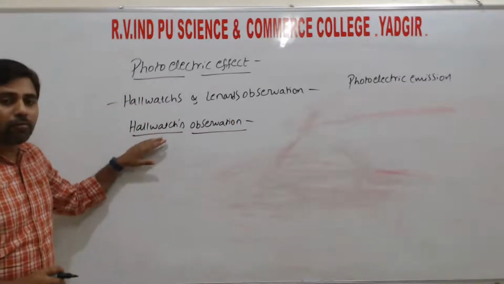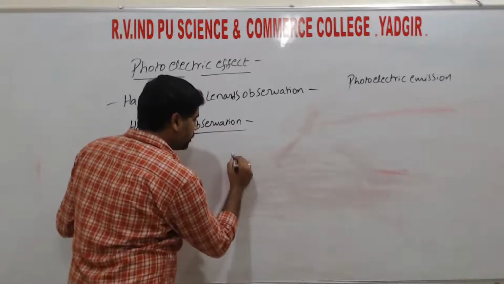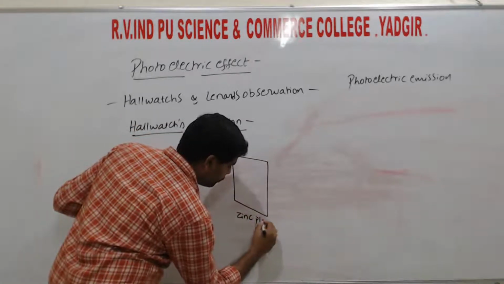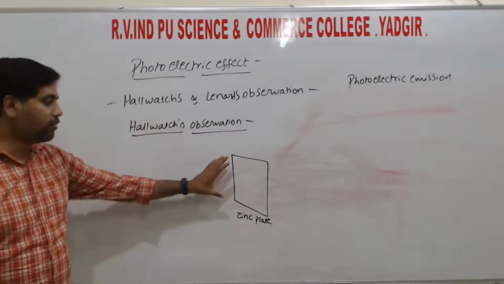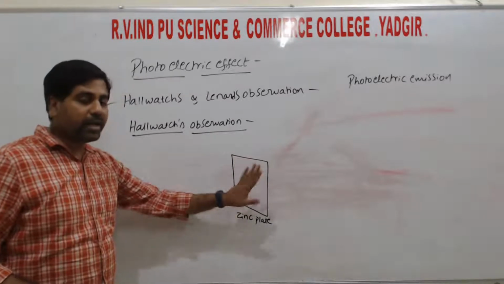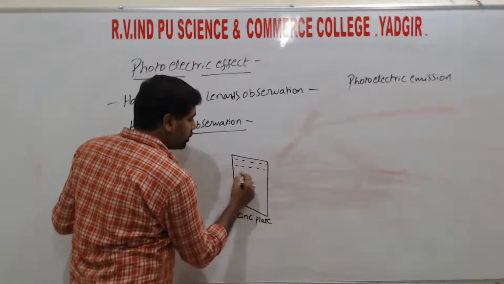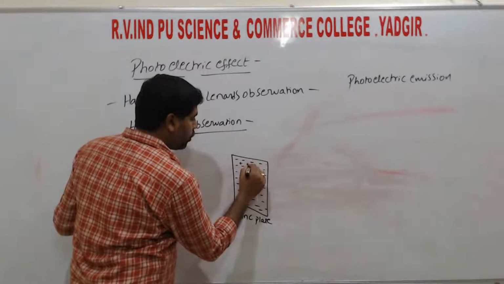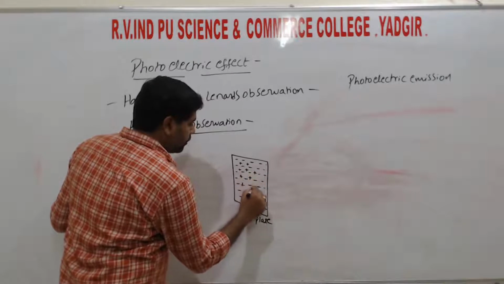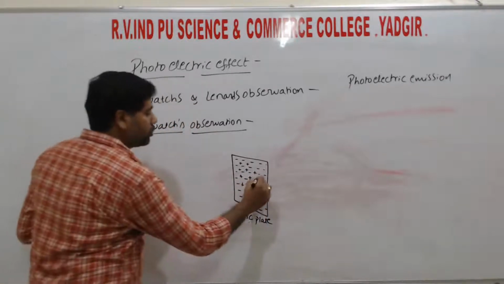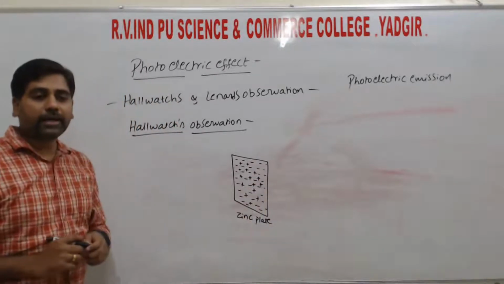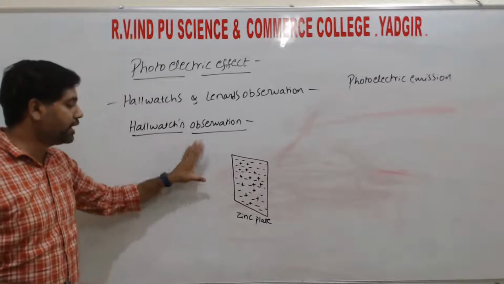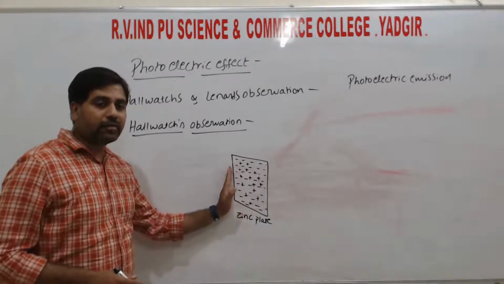So what he did means, Hallwachs considered one zinc plate. So this one is the zinc plate. First he considered one zinc plate, and this zinc plate is negatively charged. That is, it has more electrons than positive ions. A metal has both negative charges and positive charges. So he took one zinc plate and it is negatively charged.